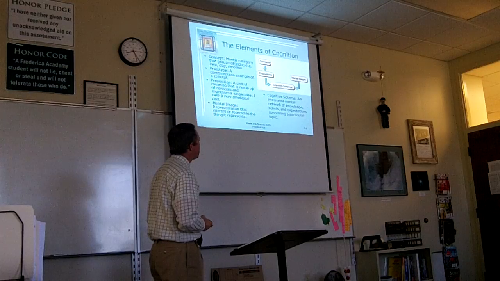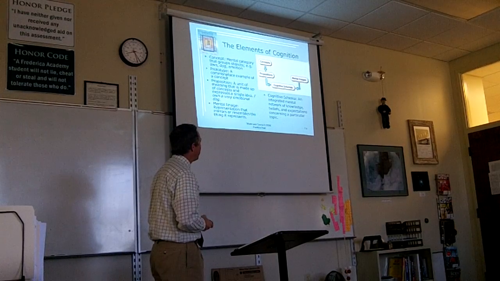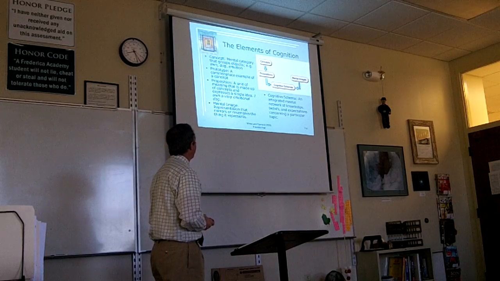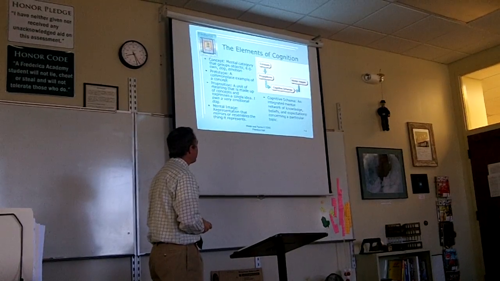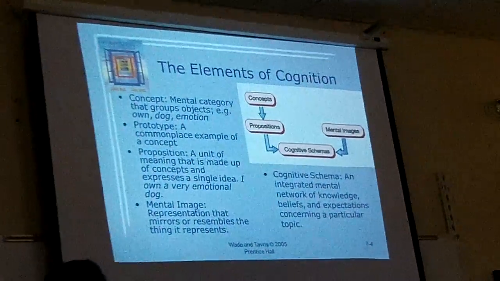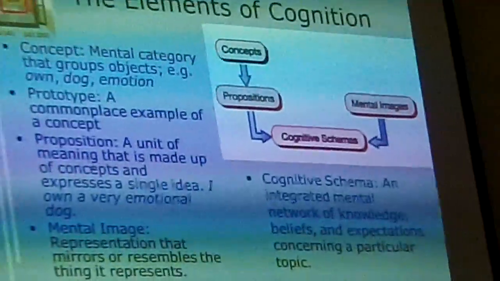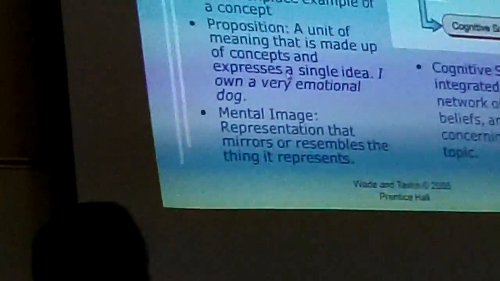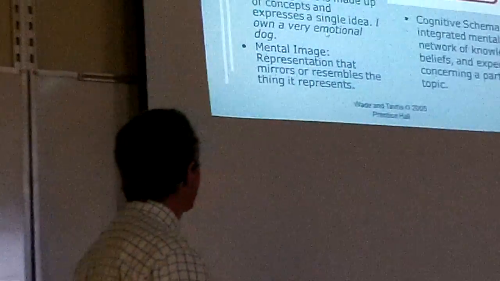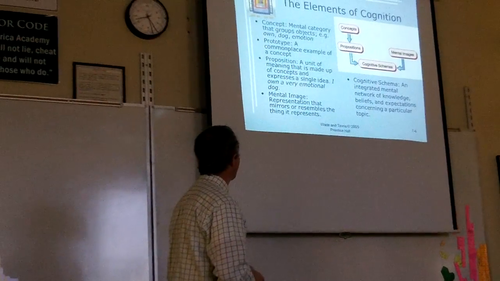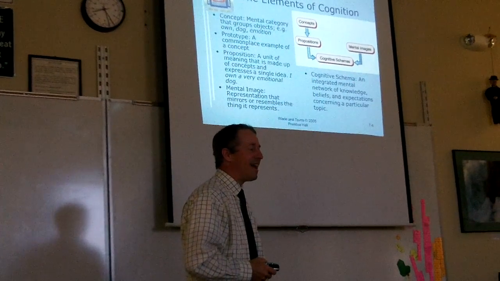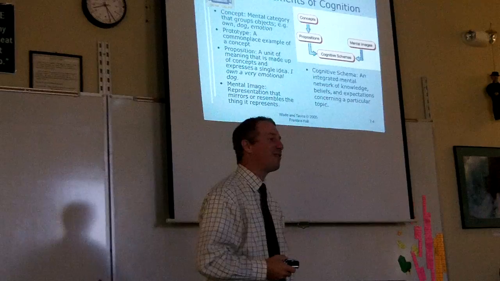Now the concepts, as you see in this little map here, which might be good for you to familiarize yourself with, the concepts come together to make propositions. So a proposition is a unit of meaning made up of concepts and expresses a single idea. I own a very emotional dog. That puts those three concepts that I said earlier together. Now that's a proposition. I own a very emotional dog.